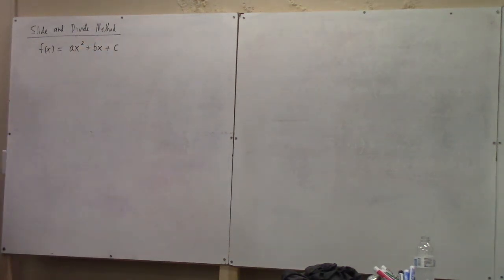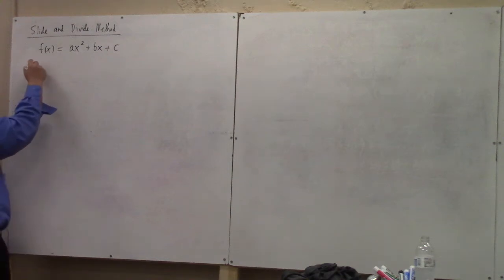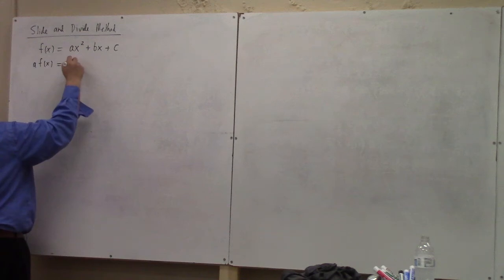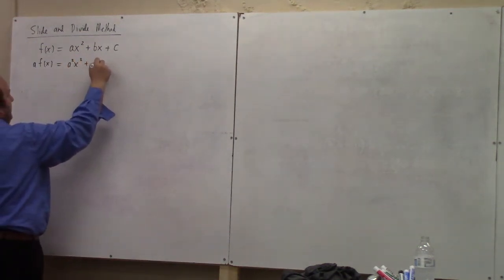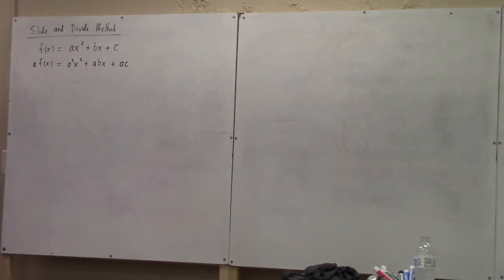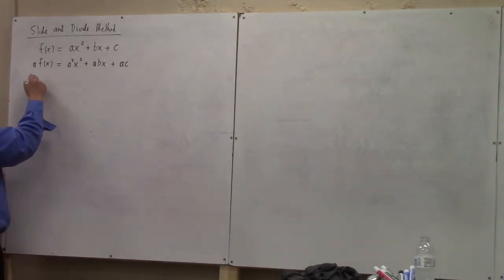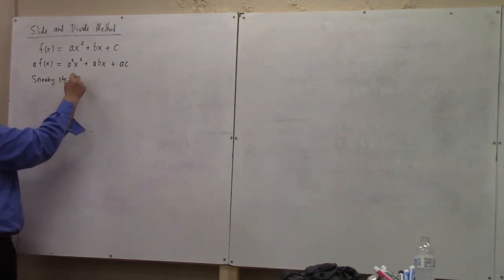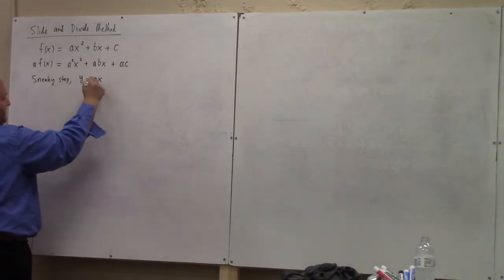All right. And then what we're going to do is take that and multiply by a, so a times f of x. That gives us a squared x squared plus abx plus ac. And then here's where it gets sneaky. Sneaky step. Actually, the previous step was pretty sneaky as well, but the sneaky step is: y equals ax.